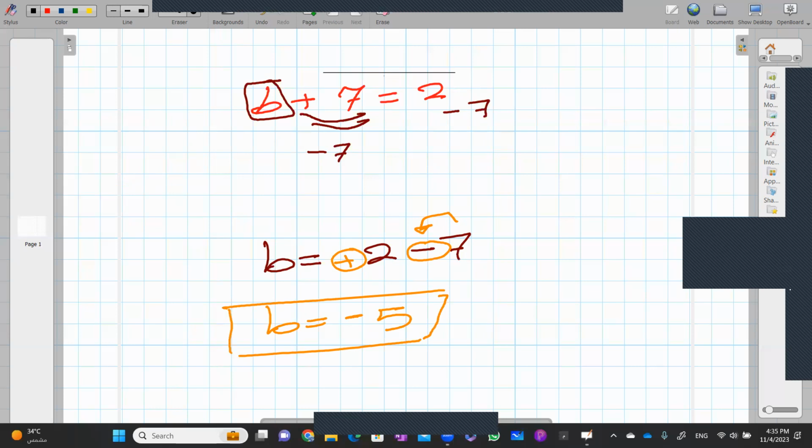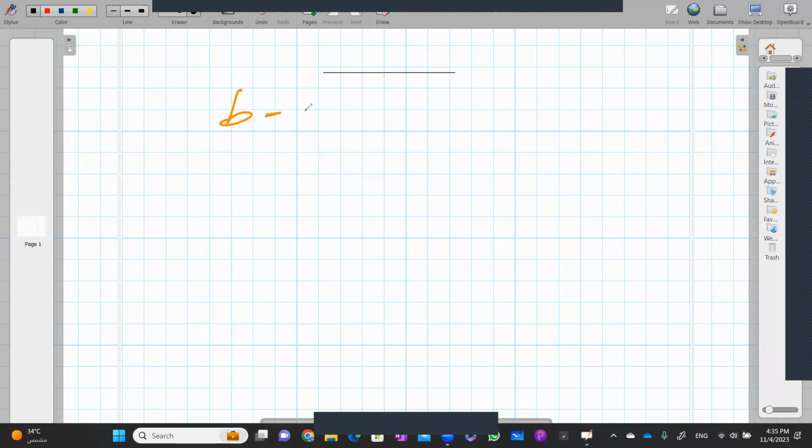But if I have, for example, b minus 2 equals 7, we will add 2, do the opposite sign. Minus 2, add 2, and add 2 here. We add 2 because we want to find b. Look at the side which contains the variable, the left-hand side, then add the opposite sign. Then b equals 9.